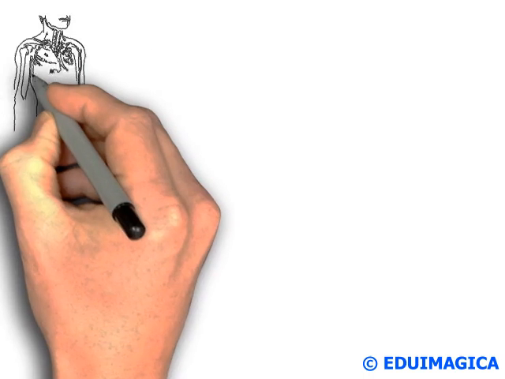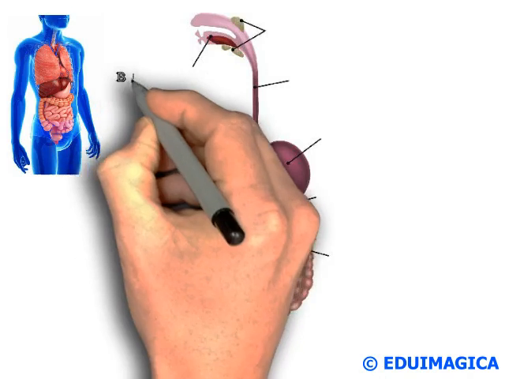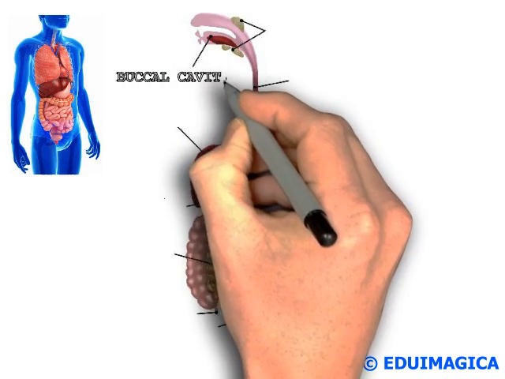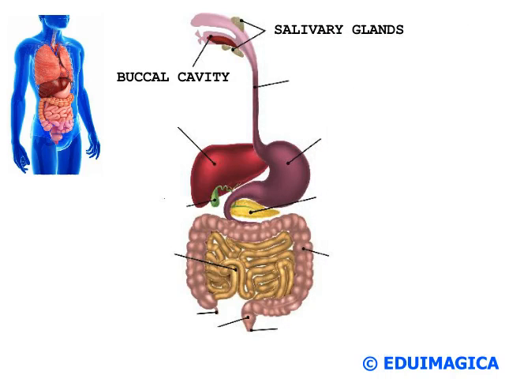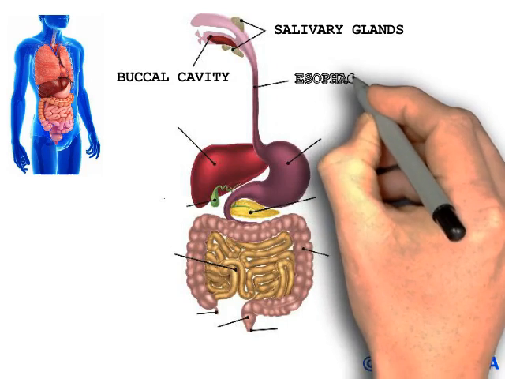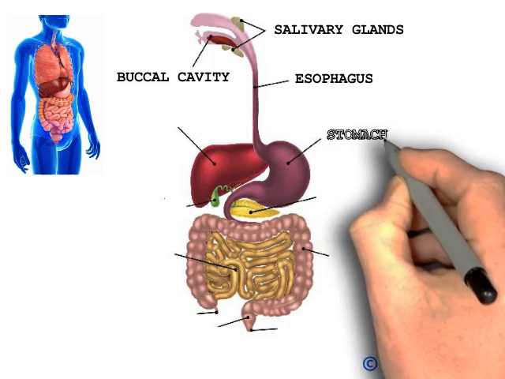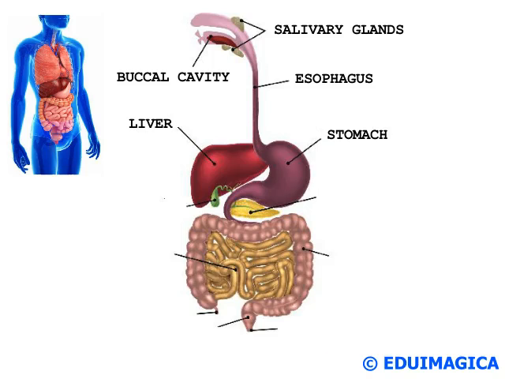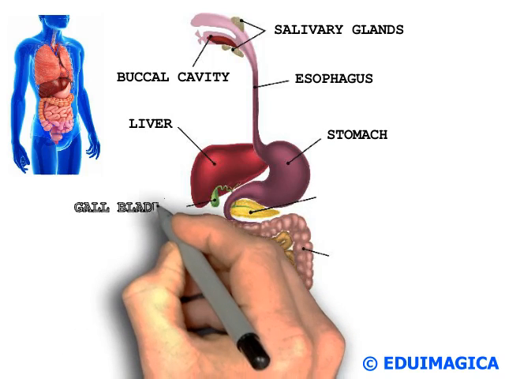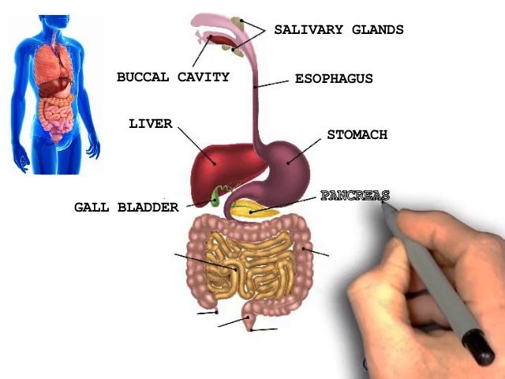Now let's talk about the simple organization of different organs in the digestive system. We have the buccal cavity, which is the beginning of the digestive system. We have the salivary glands, which are three in number: the parotid, sublingual, and submandibular. Then we have the long tube, the esophagus. Then we have the C or J-shaped organ, the stomach. Then we have the accessory glands, the liver and the gallbladder, that help in the production of bile. Then we have the pancreas.